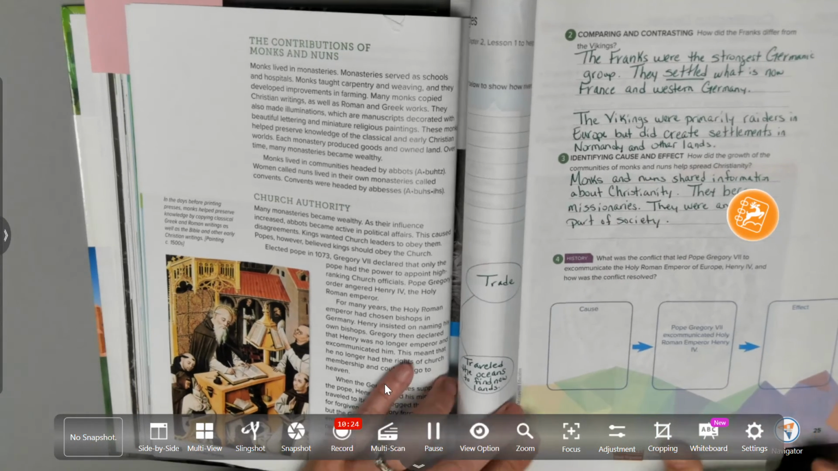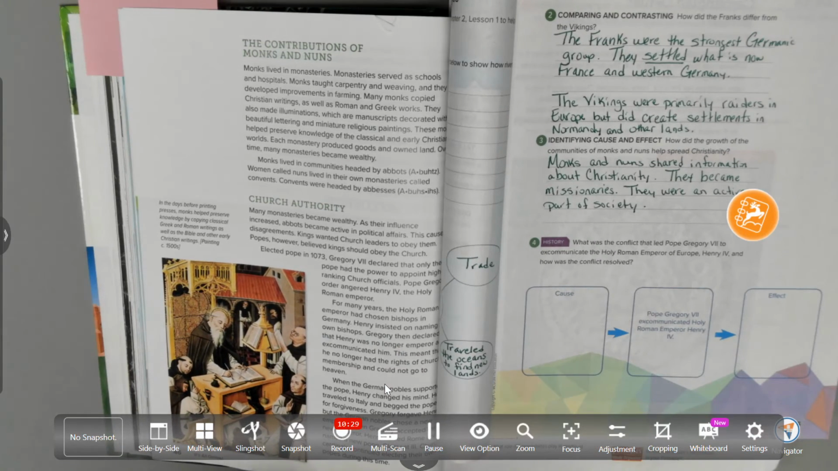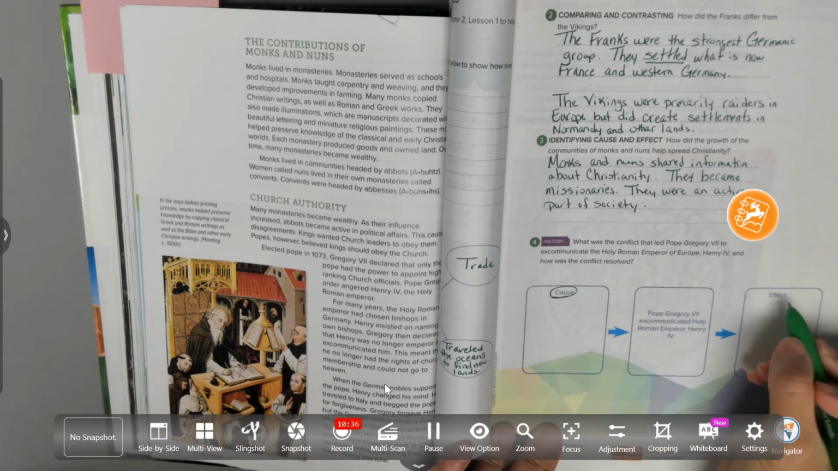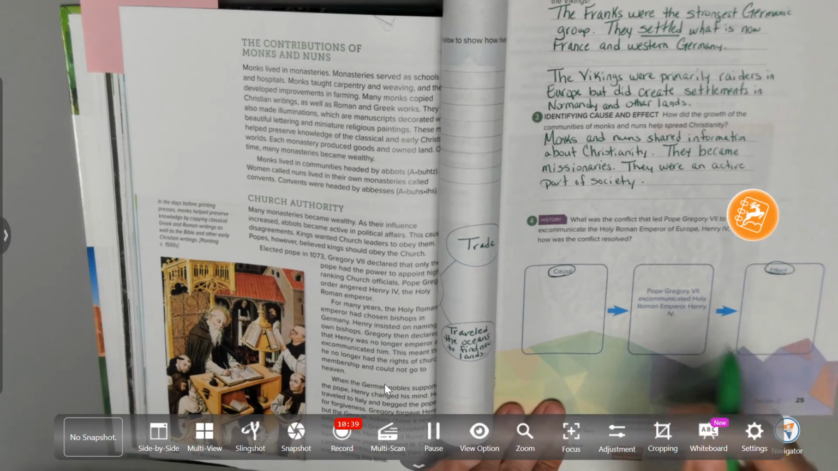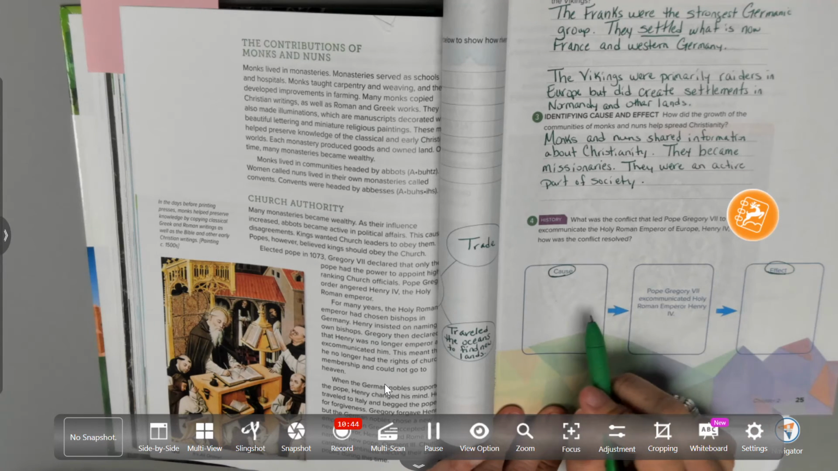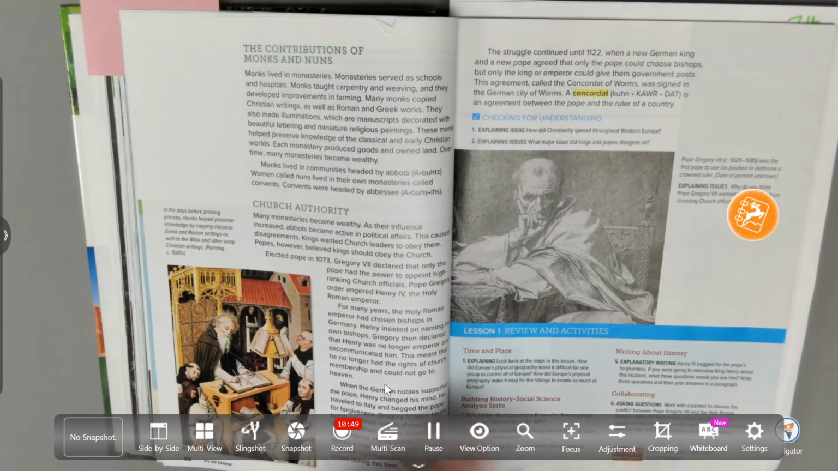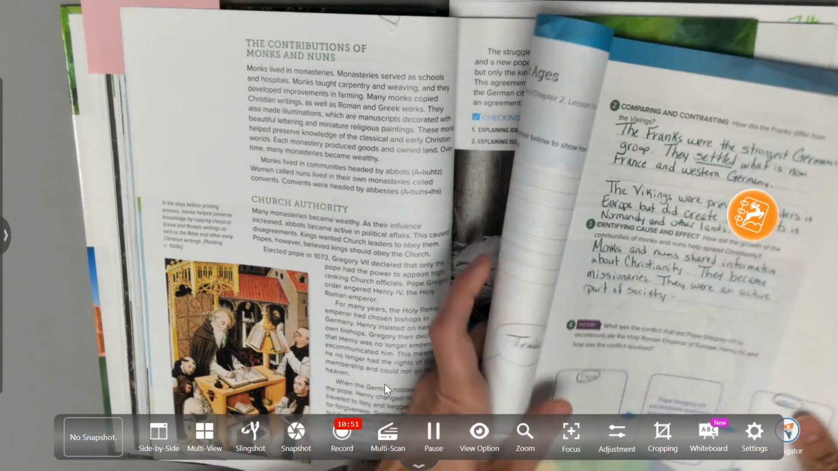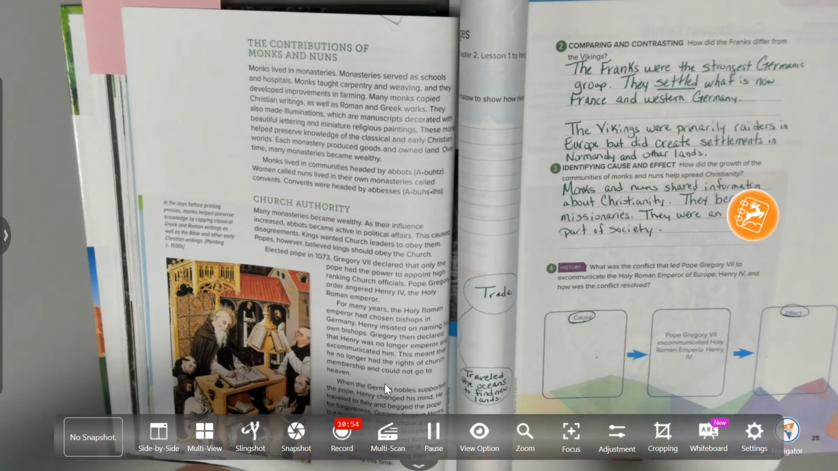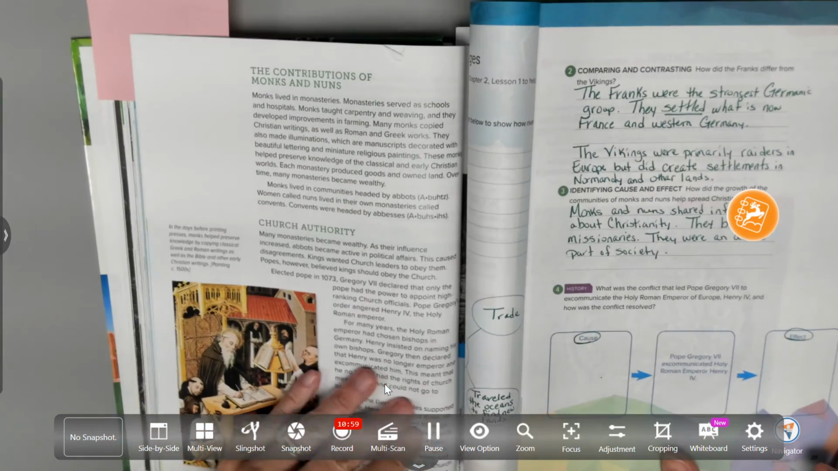Okay. Last question. What was the conflict that led Pope Gregory VII to excommunicate the Holy Roman Emperor of Europe, Henry IV, and how was the conflict resolved? So we're looking for the cause and the effect. Pope Gregory VII excommunicated Holy Roman Emperor Henry IV. Why did he do it? What was the effect? And that is discussed on pages 46 and 47. If you remember, excommunicate was a vocabulary word that we had in chapter 1.